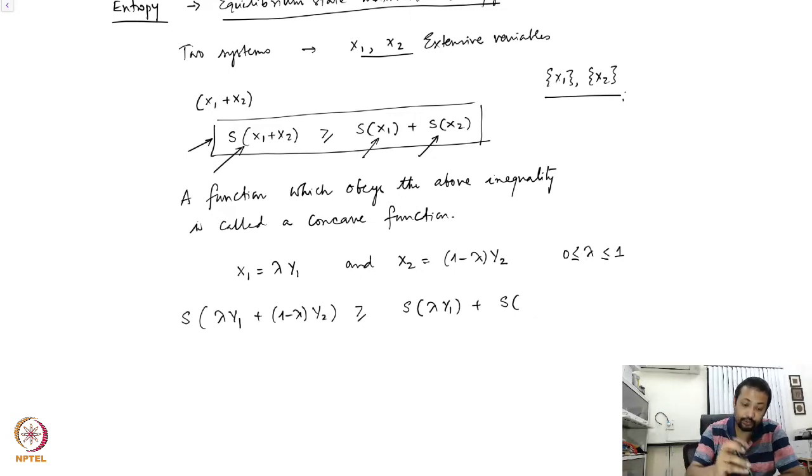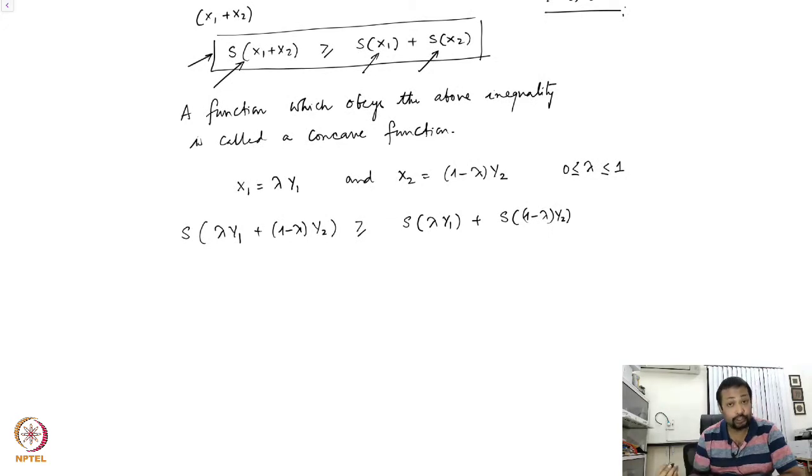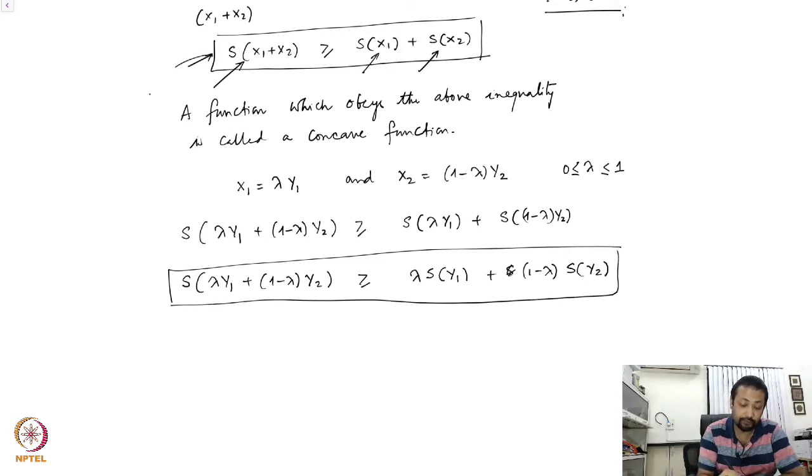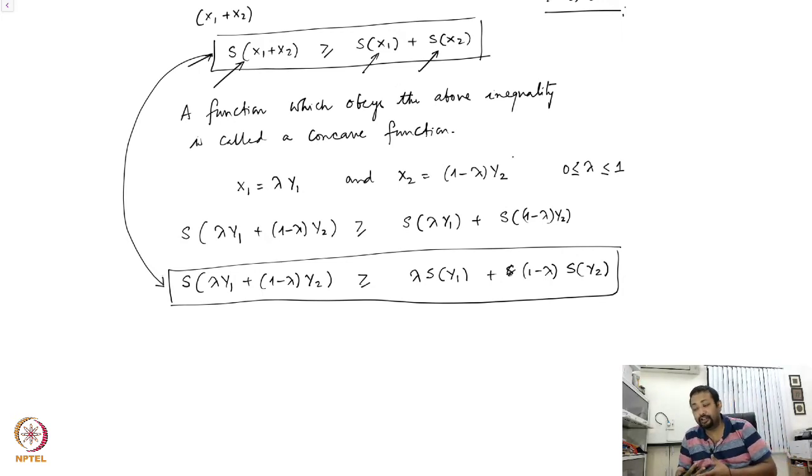x2 is 1 minus y2, so we will write it down as 1 minus lambda y2. And now we use the homogeneity property of the entropy to write down s of lambda y1 plus 1 minus lambda y2 is greater than or equal to lambda s of y1 plus 1 minus lambda s of y2. So we have come down from the above inequality. We have rewritten this inequality in a particularly different form.